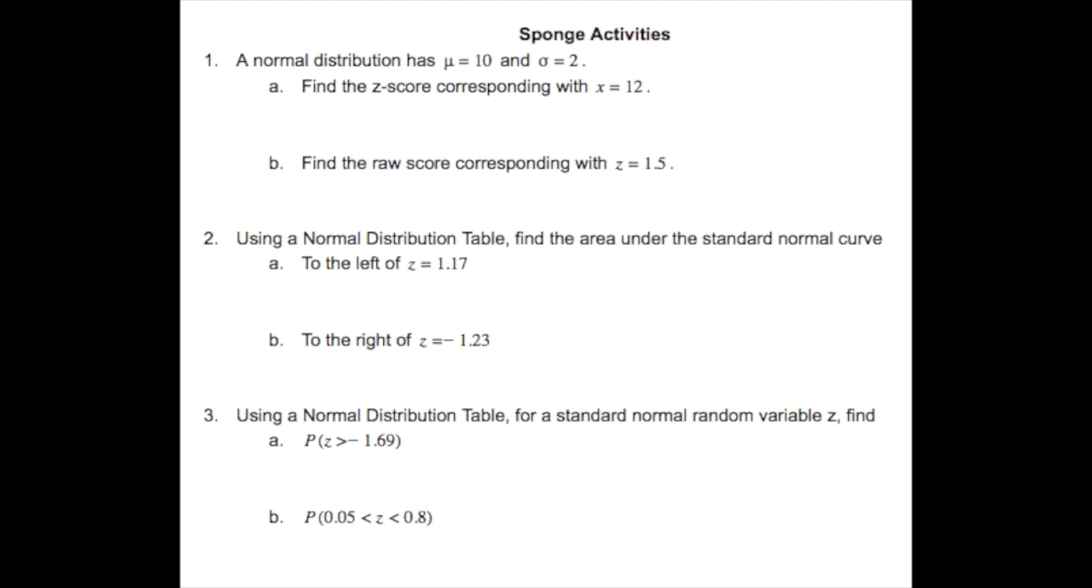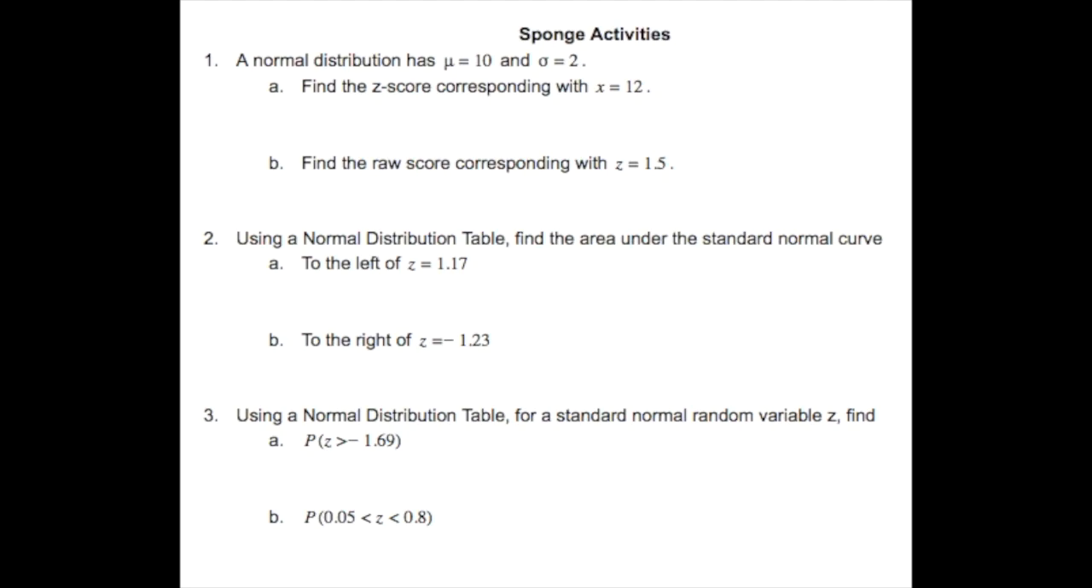Alright, now time for the sponge. 3 questions, all pretty straightforward. You do want to use your book for these. Number 1, a normal distribution has mu equal to 10 and sigma equal to 2. A, find the z-score corresponding with x equals 12. B, find the raw score corresponding with z equals 1.5.